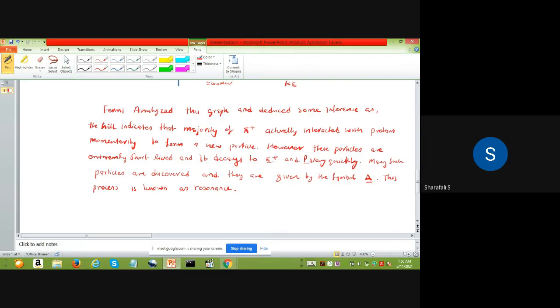In this particular process there is the creation of a new particle and then its decay, not annihilation, it is decaying. The particle decays immediately into its decay products within 10 raised to minus 23 seconds. Such processes are called resonance, and the particles formed in this process are called resonance particles or extremely short-lived particles.